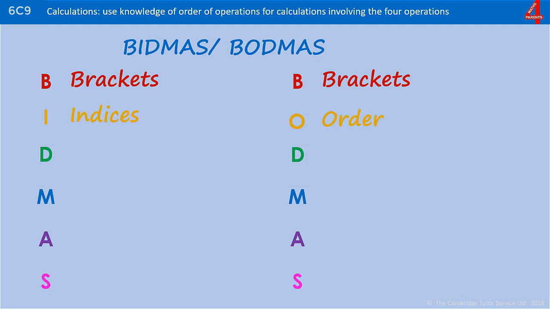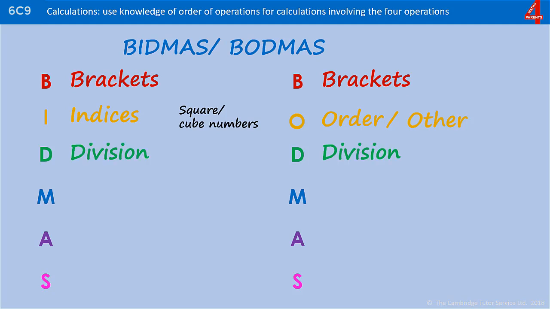Second, the only difference with the two acronyms, but they mean exactly the same thing. In secondary, we call them indices. In primary, I've seen them called order. I've also seen them called other. All that means is square numbers and cube numbers. Some teachers don't teach this part of BIDMAS, BODMAS to Year 6s, but I'm going to include some in here just so that you can see what they are.